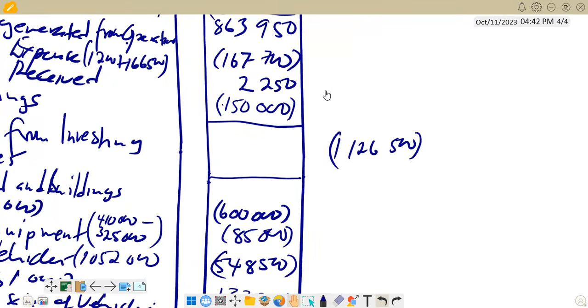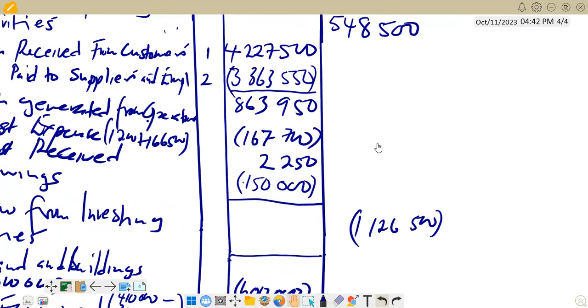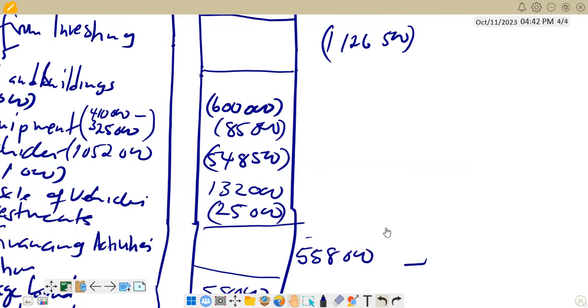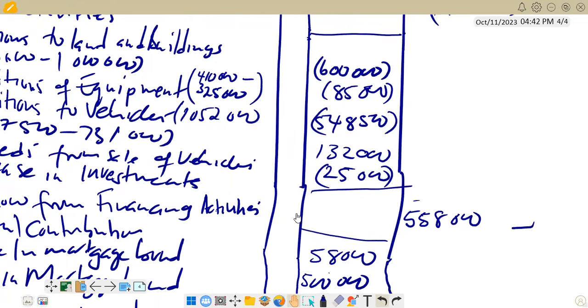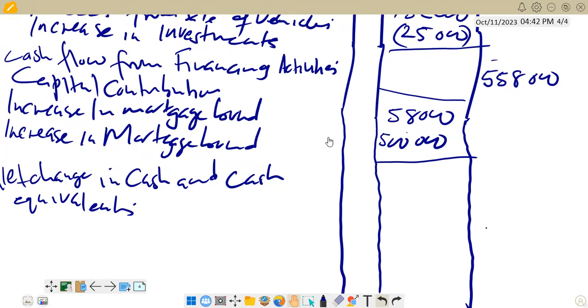So we start from the one that we had for operating. For operating, we got 548,500. Then we subtract 1,126,500. And then the third one is from financing. Then we add 558,000. So then we get the net figure now. Right. So if you do that, that's when we get net change in cash and cash equivalents. And the figure that we're supposed to get there is a negative figure, 20,000, and show it in brackets.